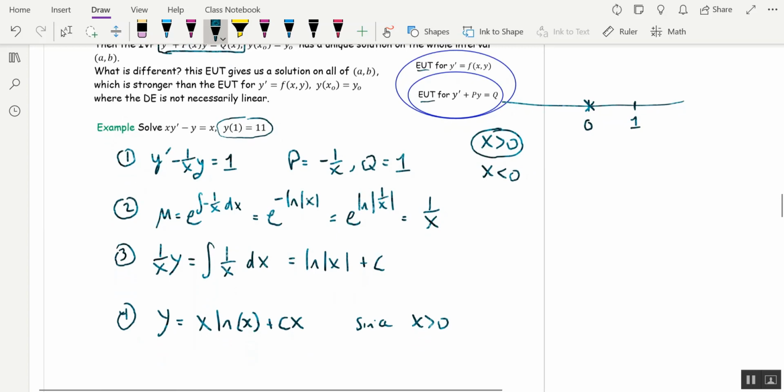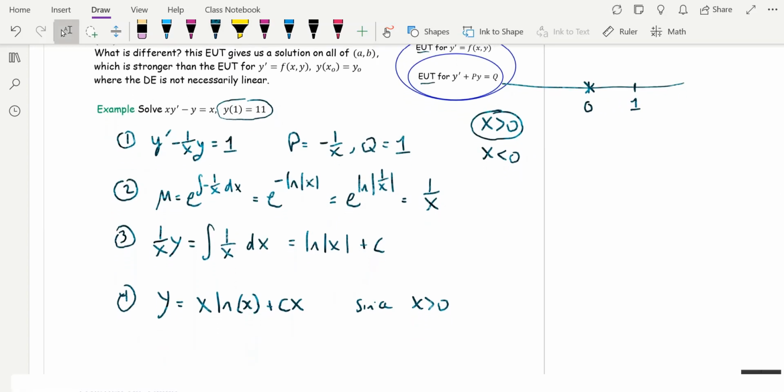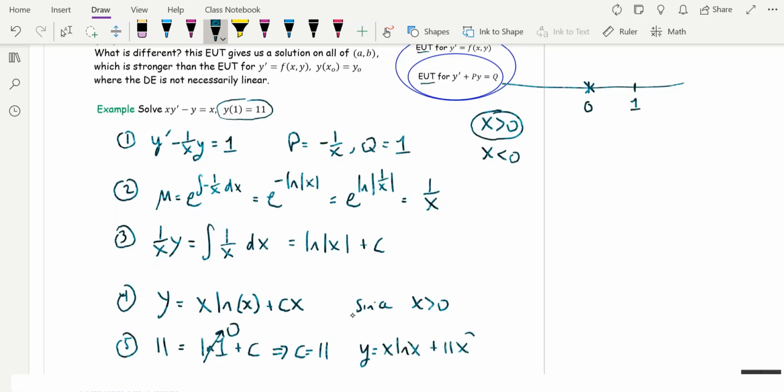And then step 5, this is an initial value problem, so there is a step 5. Put 11 in for y and 1 in for x. So 1 times ln of 1 plus c times 1. ln of 1 is 0, so c is 11. y equals x ln x plus 11x is our final answer. Good times. All right, that's the end of this section.